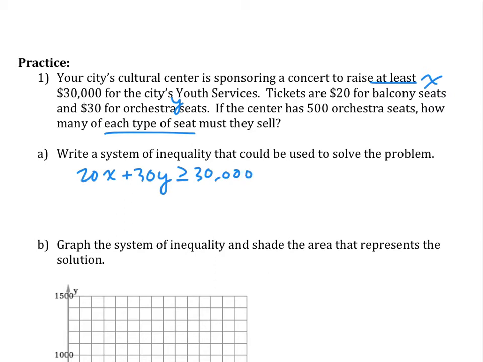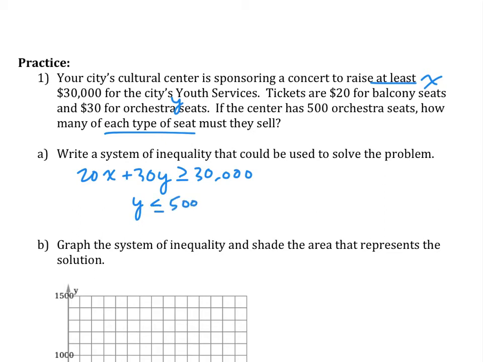If the center has 500 orchestra seats, so what does that mean in our equation? Does it mean Y is 500? No. So what does it actually mean? It means that you have at most 500 orchestra seats. So should I write it like this? Y less than or equal to 500?